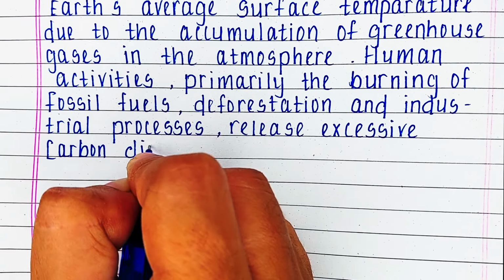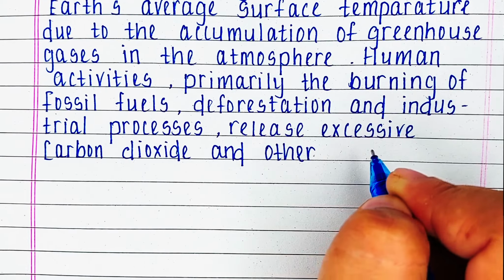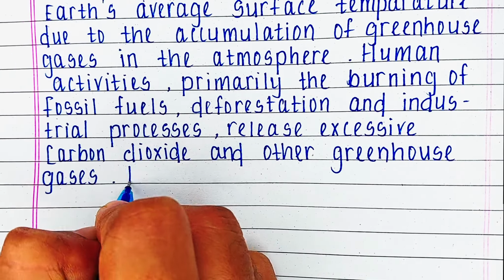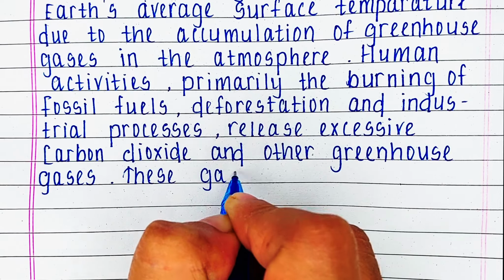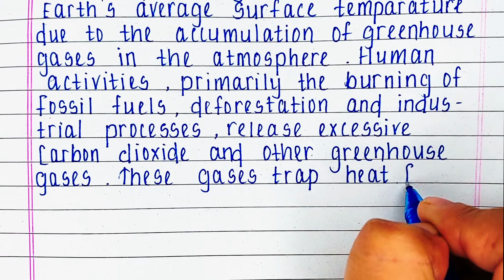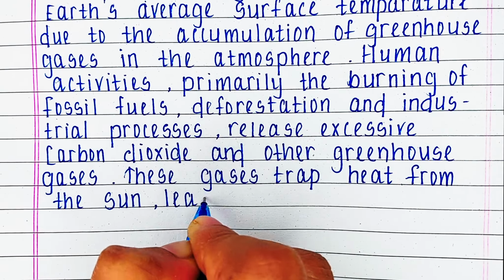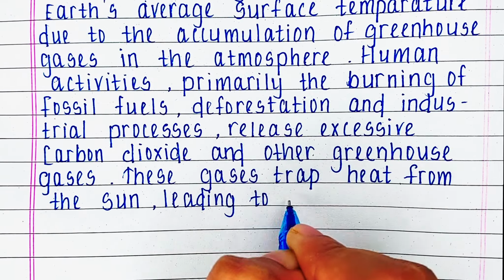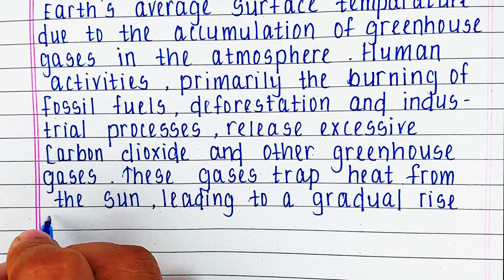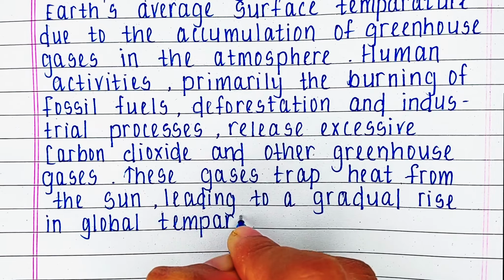Human activities, primarily the burning of fossil fuels, deforestation, and industrial processes, release excessive carbon dioxide and other greenhouse gases. These gases trap heat from the sun, leading to a gradual rise in global temperatures.